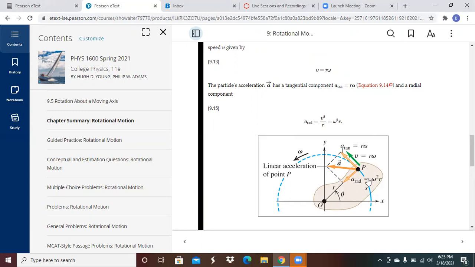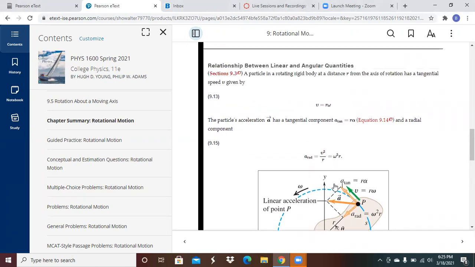You've got this particle on whatever this is, and it's moving around as the body is rotating around this particular axis. You have linear velocity in this direction. You have linear acceleration going on here at this particular point. This vector is comprised of a tangential acceleration and a radial acceleration. So where do these formulas come from?